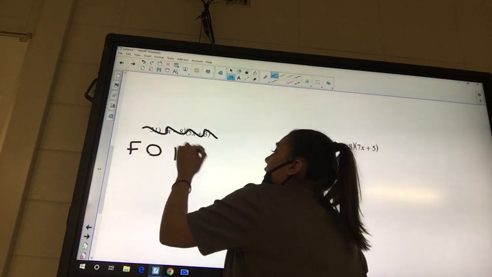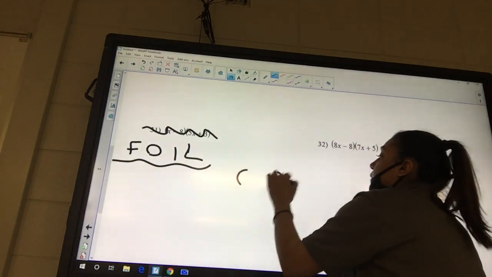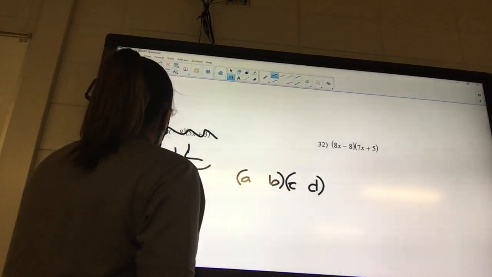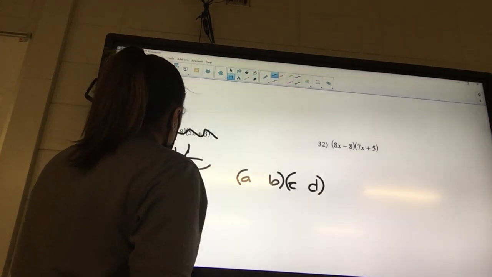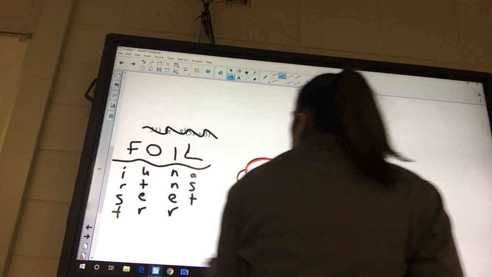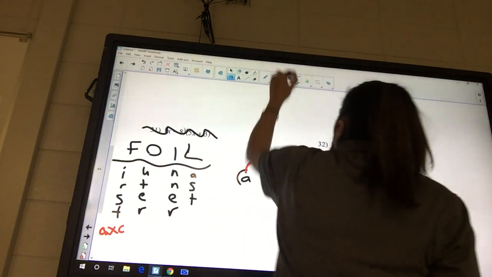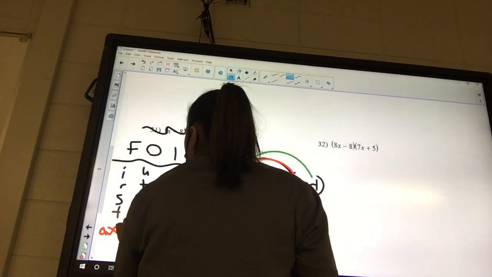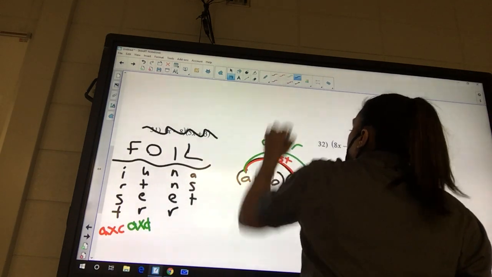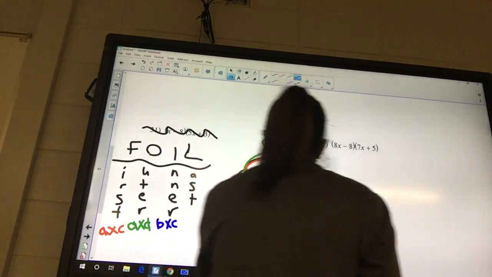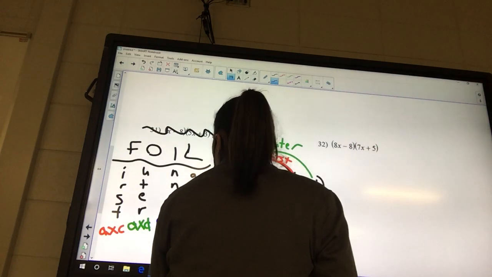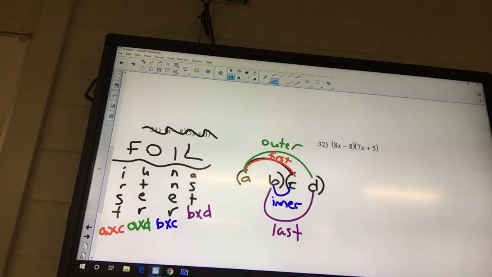So FOIL stands for first, outer, inner, and last. So A, B, C, D. We would multiply the first, A times C. The outer is A times D. The inner is B times C. And then the last, which is B times D.